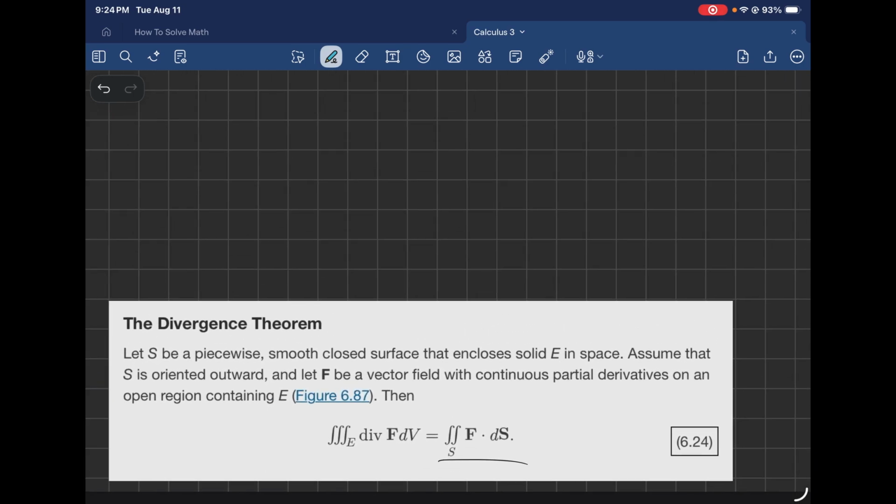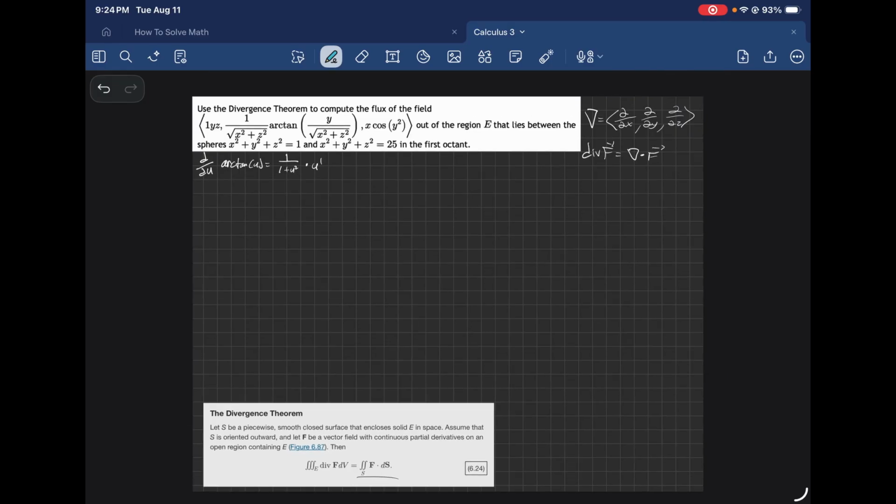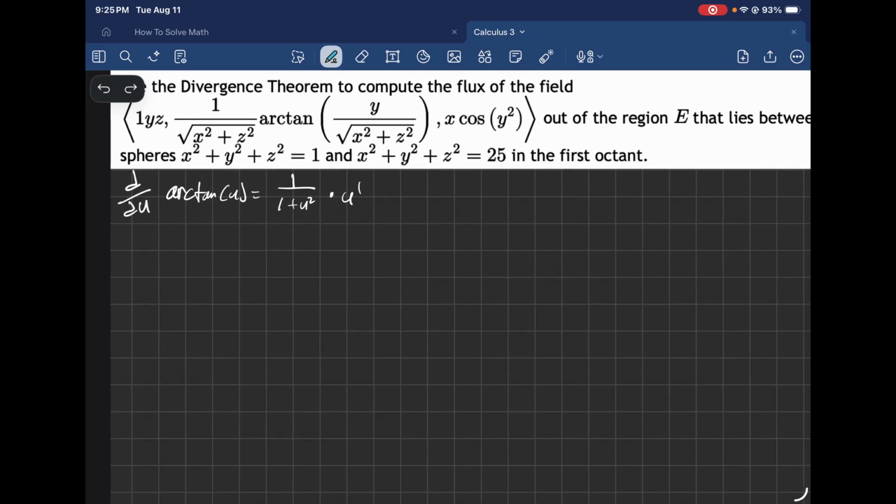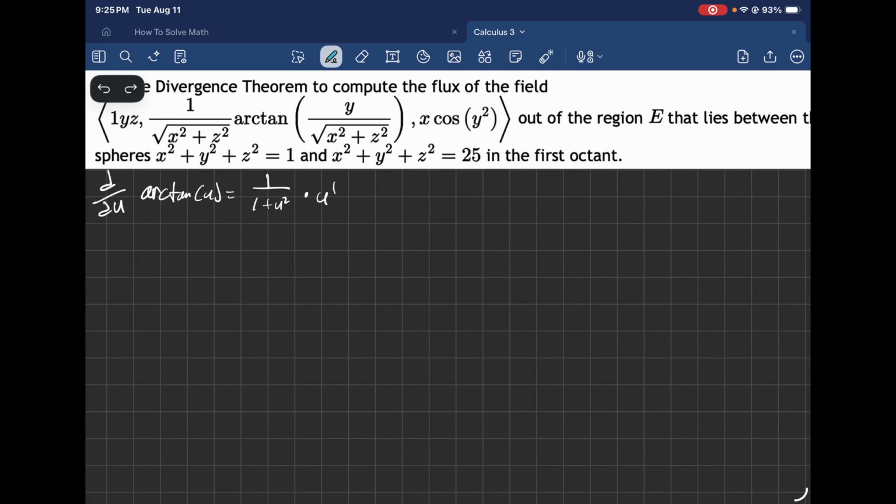And just to recap, this is the divergence theorem here. I'm not going to read the entire thing, but basically all this tells us is if we hit these conditions, then we can compute the flux of the vector field by solving for the triple integral over the region E of divergence F dV. And just as a reminder, this is how you solve for the divergence of a vector field. So let's begin. And try not to get scared when seeing this, okay?